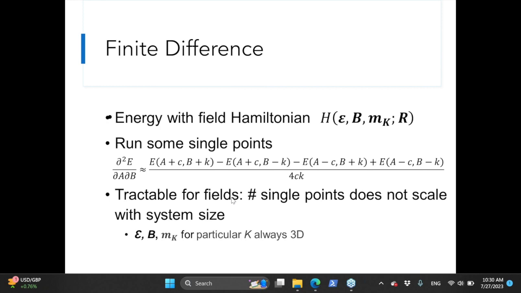This is nice for properties related to fields because the number of single points does not scale with system size. Your field is always 3D. For the nuclear spin, there is a caveat where you consider a particular K. K here is the nuclear index. So if you're just interested in a particular nucleus, this doesn't scale with system size. Yeah, so this is nice because we can always just do 4 single points and get a property, even if you have a huge molecule.